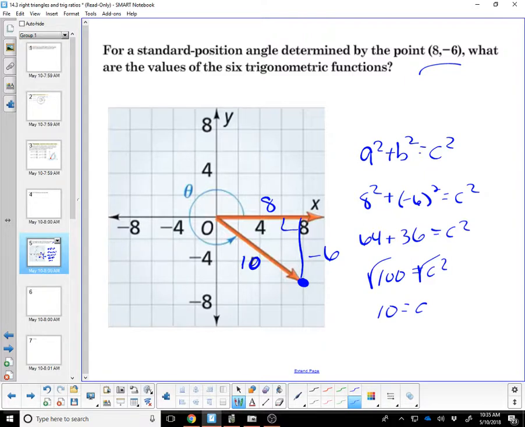Right? Now, that's not even the question, though. It's the Pythagorean theorem. We did that in geometry. We've got to level up, don't we? The question here is, what are the values of the 6 trig functions? All of them? Yeah. Now you say all of them like it's a bad thing. Well, we only really need to do how many of them? 3. Let me tell you why.